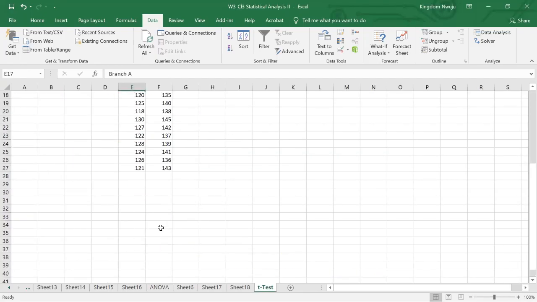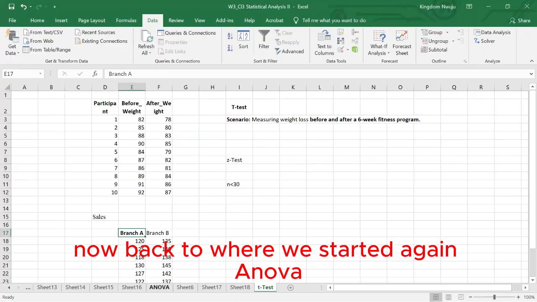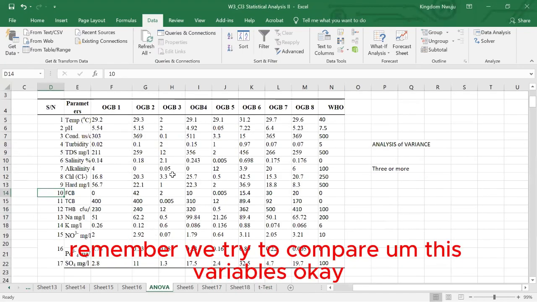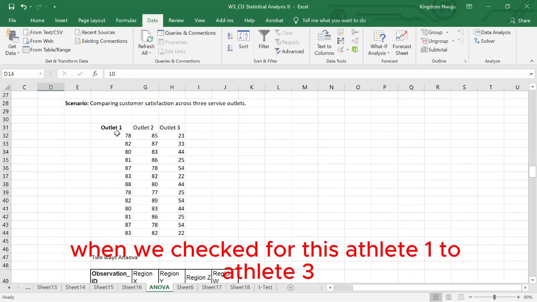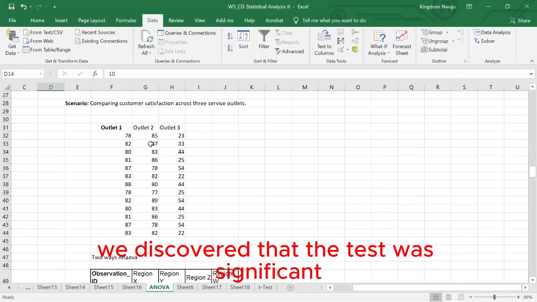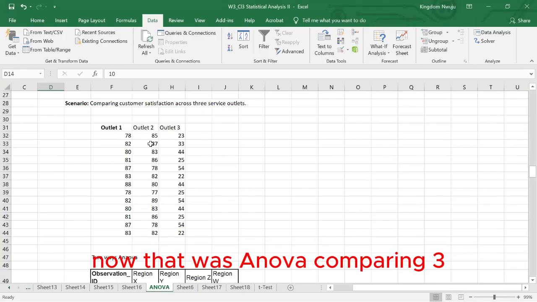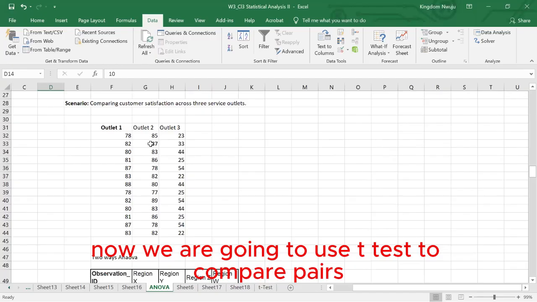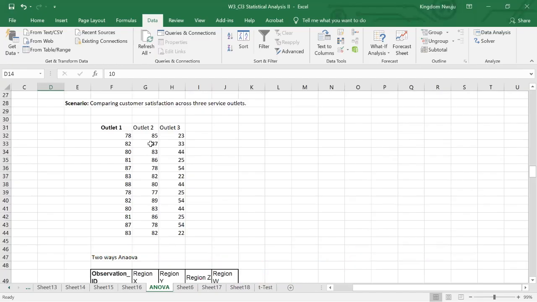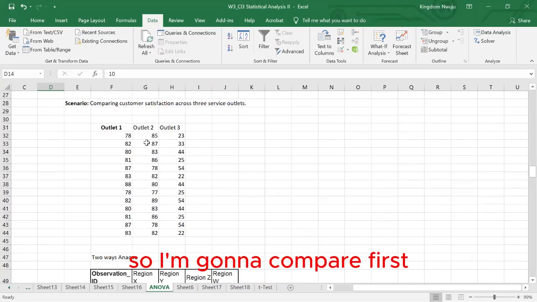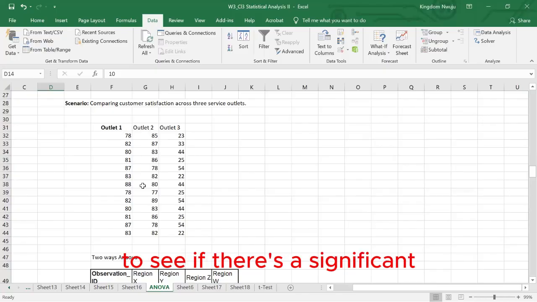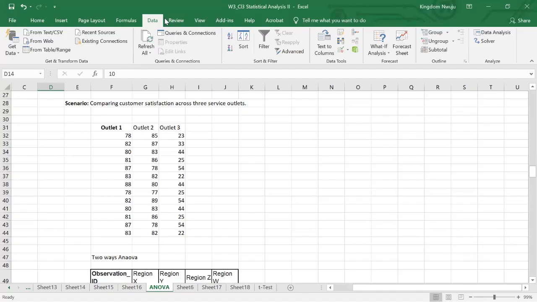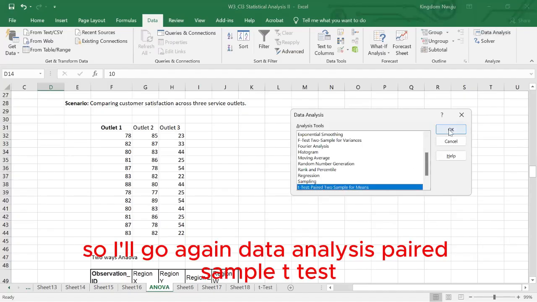All right. Now, back to where we started again, ANOVA. Remember, we tried to compare these variables. Okay, I'm going to use this one. When we checked for athlete 1 to athlete 3, we discovered that the test was significant. Now, that was ANOVA comparing 3. Now, we are going to use t-test to compare pairs to find out where that significance lies. So I'm going to compare first athlete 1 and athlete 2 to see if there's significant difference between both of them. So I'll go again, data analysis, paired sample t-test.